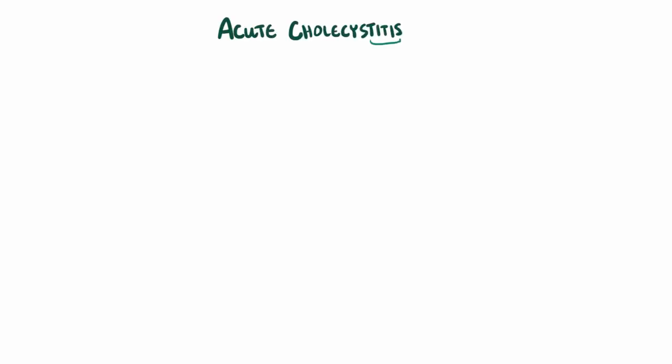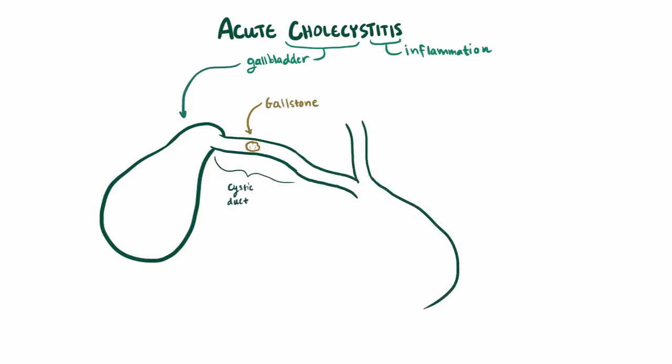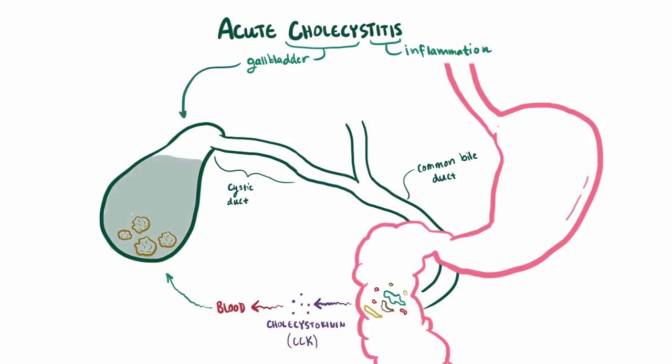Acute cholecystitis, or inflammation of the gallbladder, usually comes about because of a gallstone being lodged in the cystic duct. The cystic duct is the one that leaves the gallbladder and connects to the common bile duct. So let's say this person's gallbladder has a few gallstones in it, and they go to eat a hamburger. The small intestine secretes cholecystokinin, sometimes shortened to CCK, into the blood where it makes its way to the gallbladder, and signals it to squeeze out some bile to give it a hand with digestion of that hamburger.